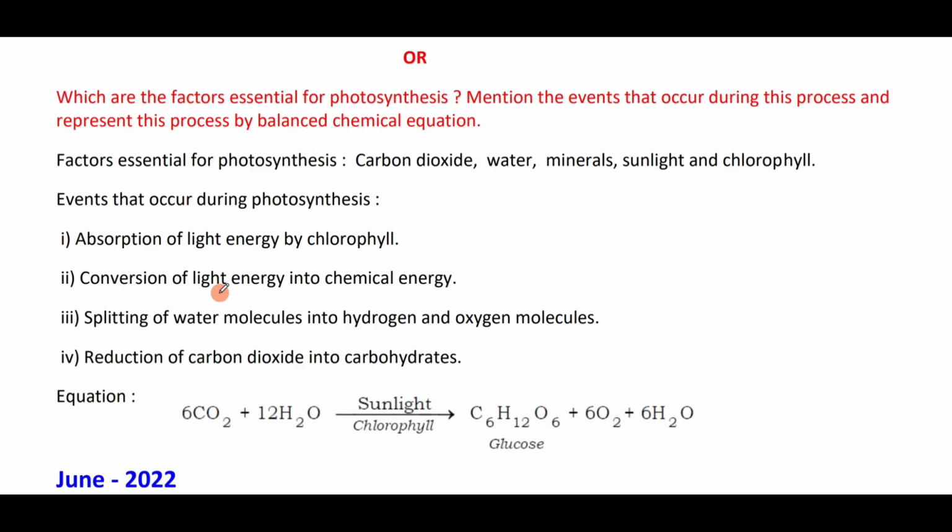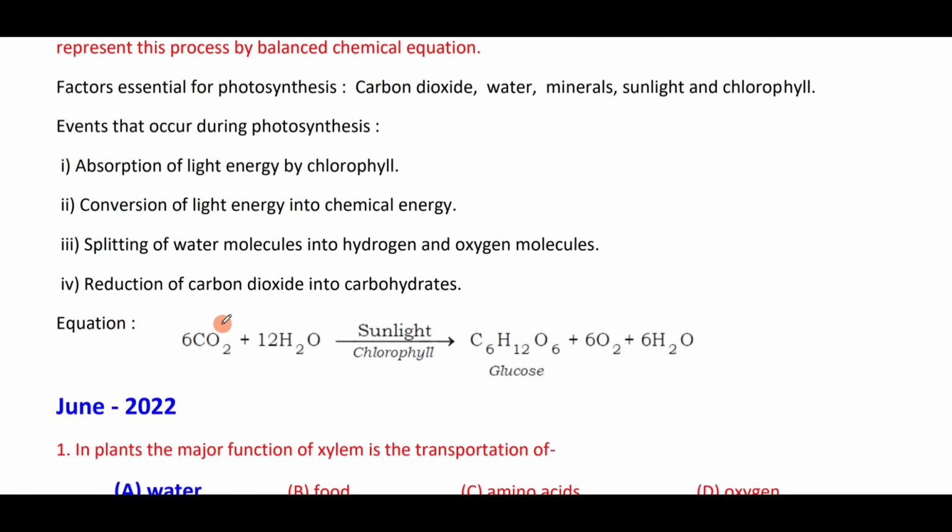What are the events that take place during photosynthesis? The first step is absorption of light energy by chlorophyll. Next, conversion of this light energy into chemical energy and splitting of water molecules into hydrogen and oxygen. Reduction of carbon dioxide into carbohydrates. Equation: 6CO2 + 12H2O, in the presence of sunlight and chlorophyll, gives C6H12O6 + 6O2 + 6H2O.